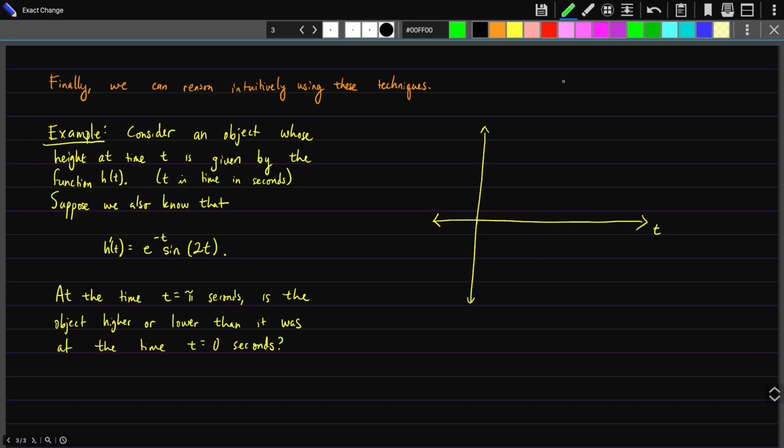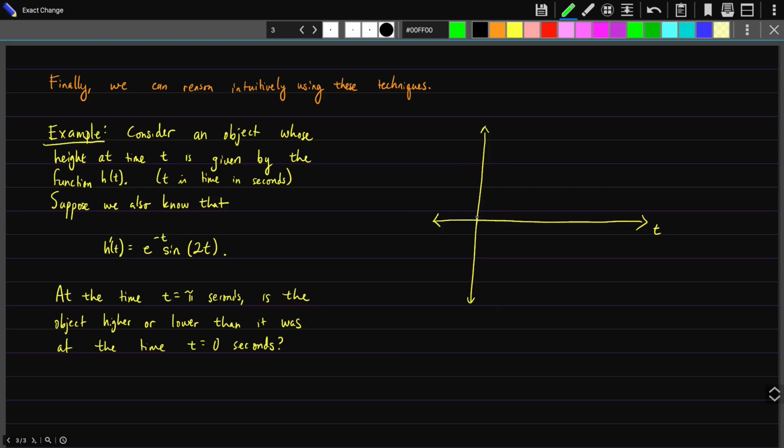Okay, finally, there's some other things that we can do using these techniques. For example, let's consider an object whose height at time t is given by some function h of t. Now, again, the problem doesn't exactly tell us what h of t is. But it does tell us the derivative of h of t. It tells us that h prime of t is e to the minus t sine 2t. So suppose that we know that this is our derivative. The problem is asking us to find, at the time t equals pi seconds, is the object higher or lower than it was at the time t equals 0 seconds?